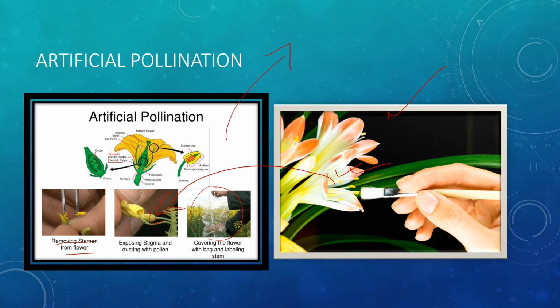So seeds produced by this process are a new variety. Okay, and they are a new variety and they are hybrid in nature, and this process is also called hybridization, as the new plant which is produced is the hybrid of this plant and this plant. So this is a method of hybridization. We will see the process in detail in the next slide.